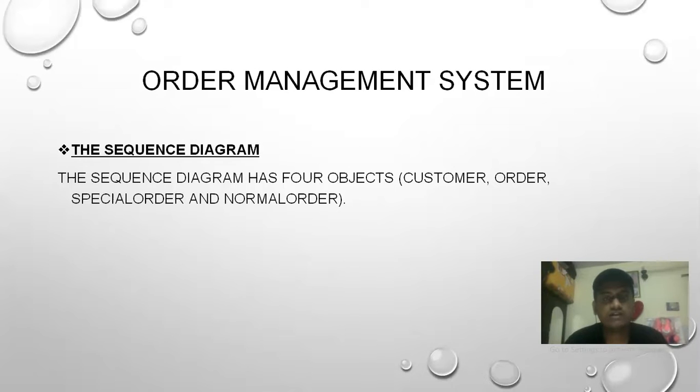So I have taken an example here for an order management system. We have done here a sequence diagram and a collaboration diagram. So here is the sequence diagram. The sequence diagram has four objects: customer, order, special order, and normal order. So I'm going to show you the diagram of the order management system through the sequence diagram.